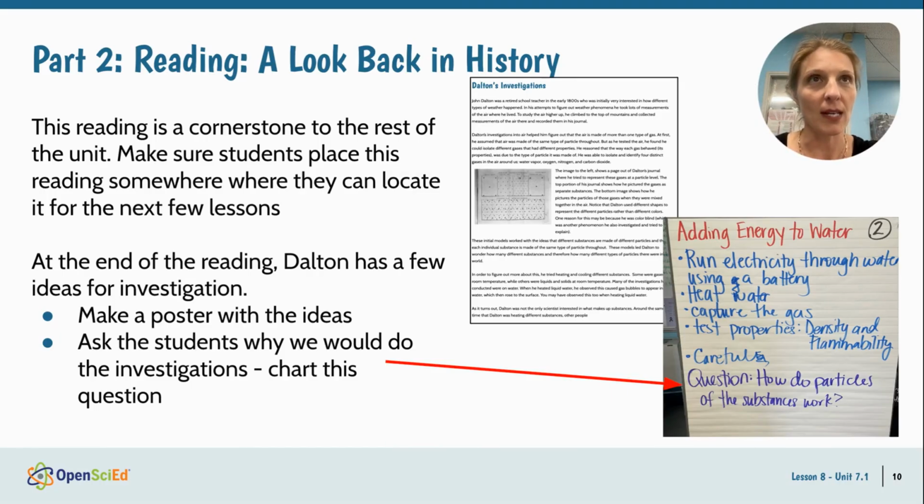What's really important is that you ask the students why they want to do these investigations, and you're going to want to write the question down on the poster. So for example, this group asked, well, how do the particles of that substance work? And the reason you want to write that is because you're going to need it for your navigation purposes when you get to lessons 9 and 10. So just make sure you're writing down those questions.